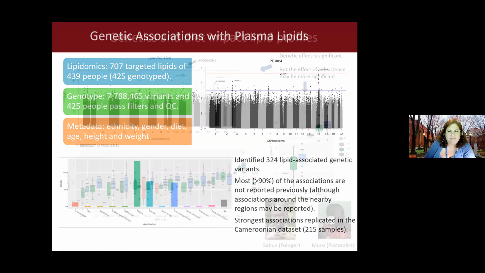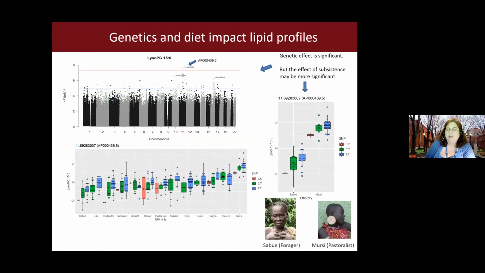Cameroonian data set. What was kind of cool is when you dig in a little bit. Let's look at this one lipid right here. We do a GWAS and we find that there's a locus of major effect. There are some other loci that seem to be having an impact as well, but this is one of major effect. Let's look at this variant right here. We can see that if we compare the overall levels of this particular lipid between the Shabu foragers and the Mursi pastoralists, it's significantly different.